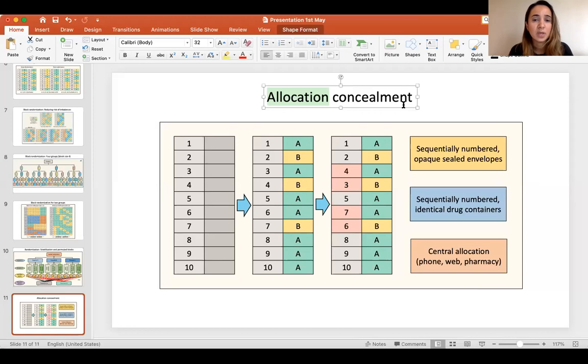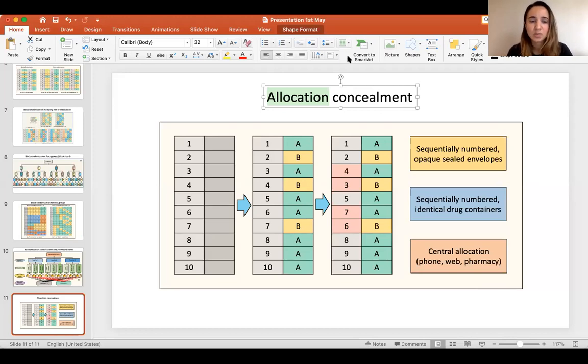So, and I guess it's really important to understand the allocation concealment concept. That means that the researchers will allocate the patient not knowing which group they will participate. So it's really important. And blinding is another aspect. Blinding is the participant and researcher not knowing the drug that they will receive.